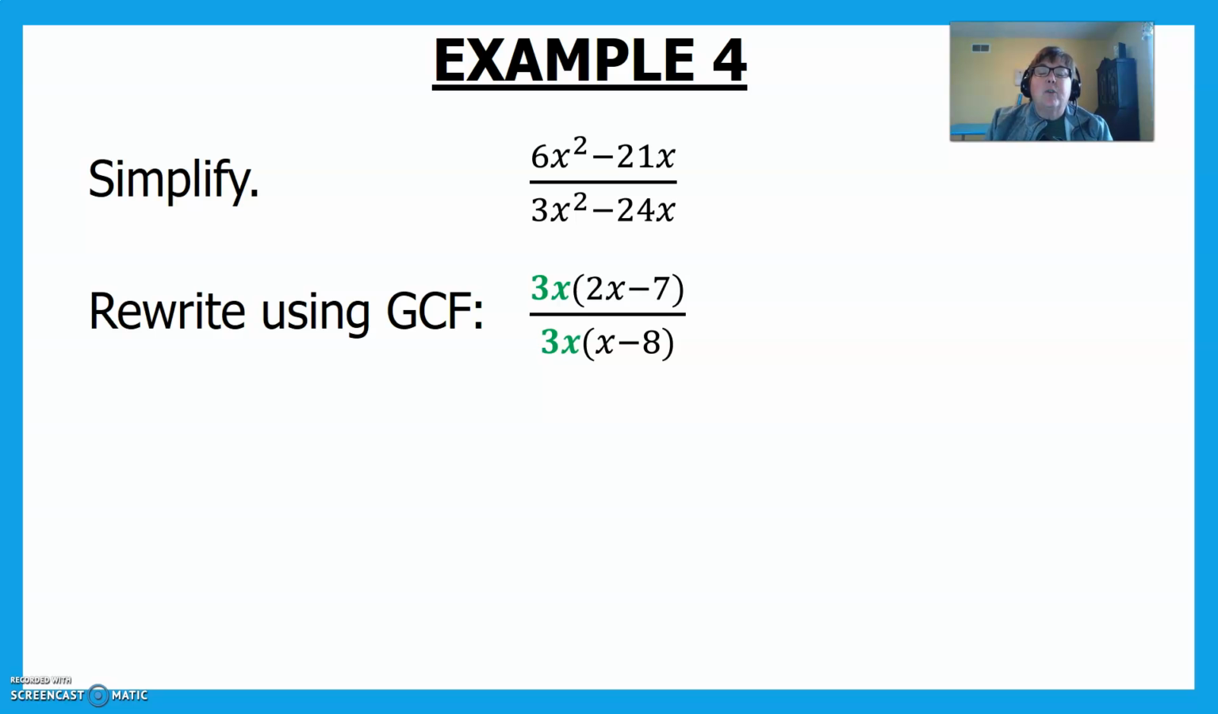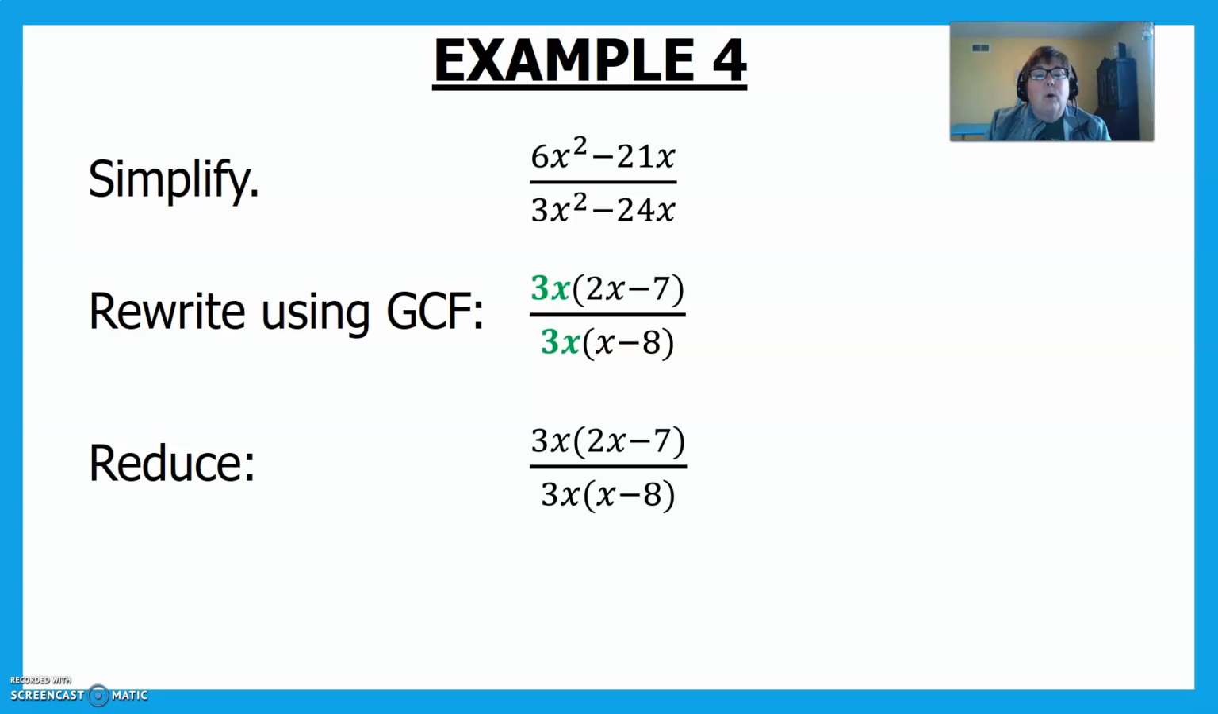And when I factor out a 3x, think about it like we did problems like this last week: what do I have to multiply 3x by to get to 6x squared? Well, it's 2x. That's that missing factor. So 3x times 2x is 6x squared, and 3x times negative 7 is negative 21x. So whatever I pull out has to multiply with what's left to give me what I started with. So I pull out the 3x from the bottom, and I'm left with x minus 8.